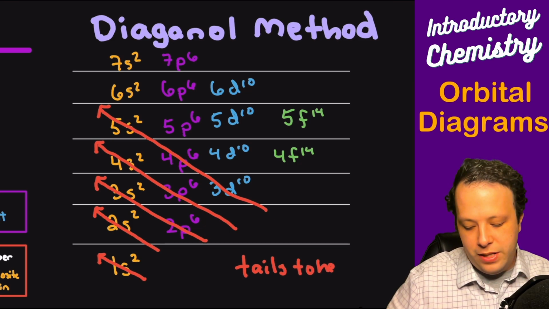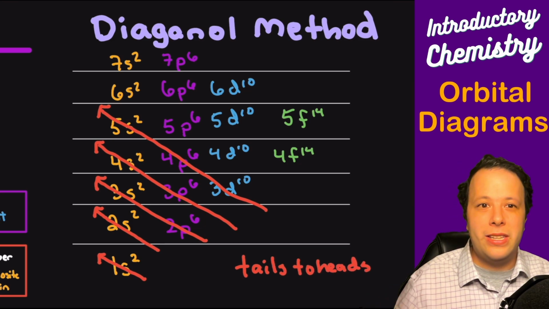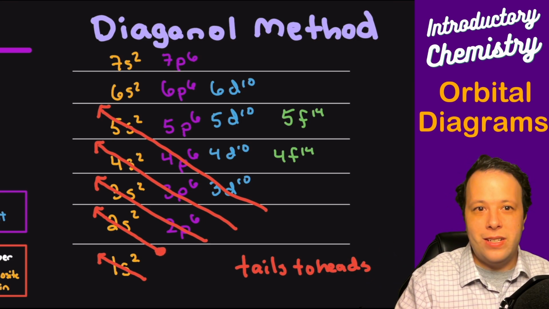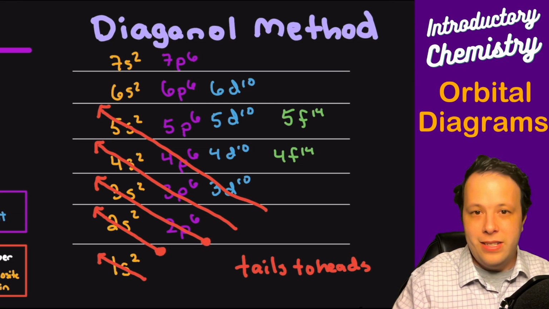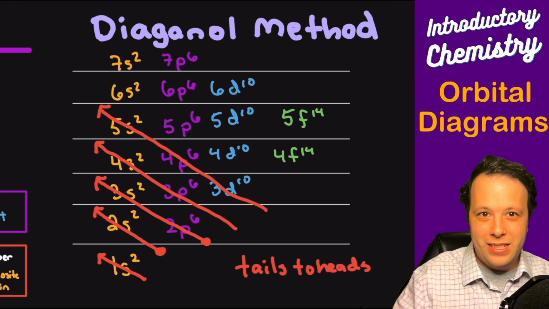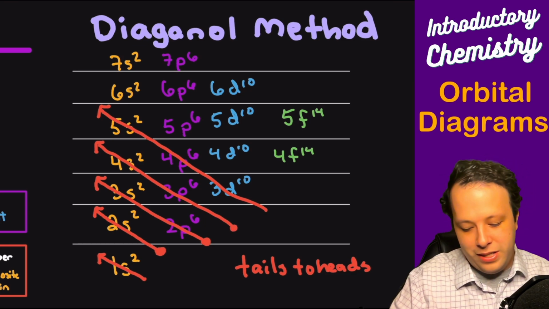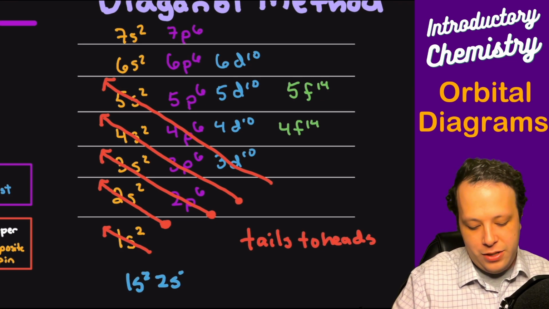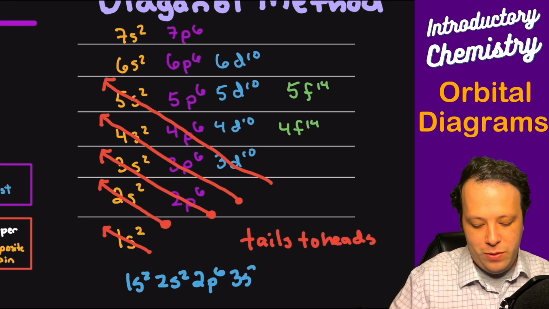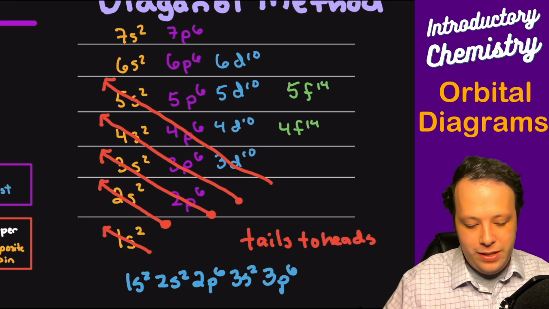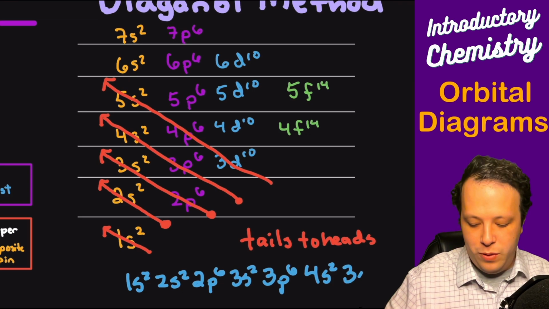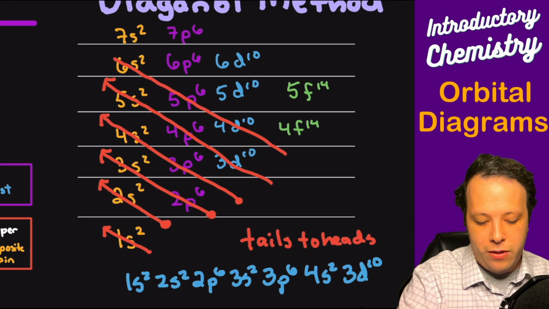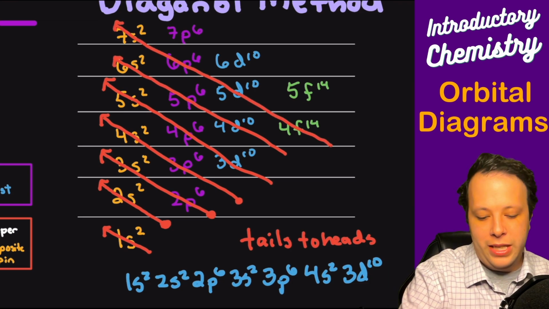All right. So just to illustrate how that works, if you look at how I started it, I went 1s2, then tails up to 2s2, then I went to 2p6, 3s2, then 3p6, then 4s2, 3d10, and so on, right? We can write down the entire thing as far as we need, based on the diagonal method. And this can keep going all the way through to complete that picture.